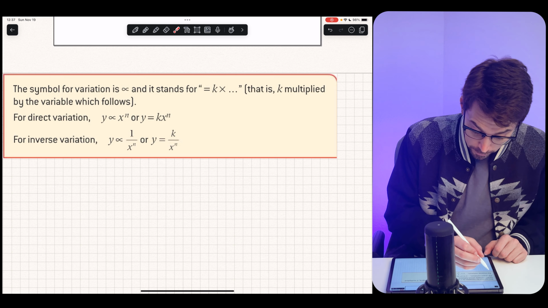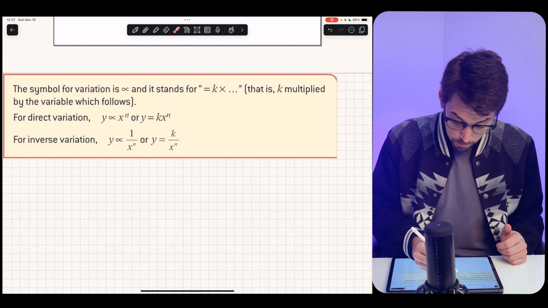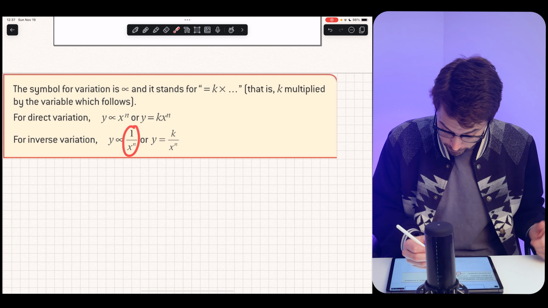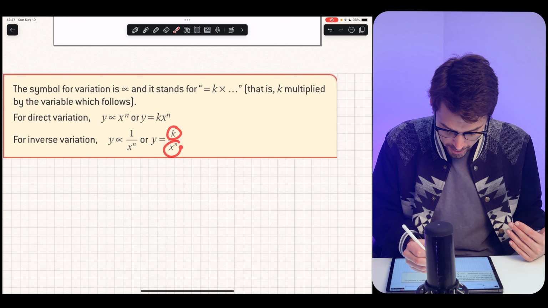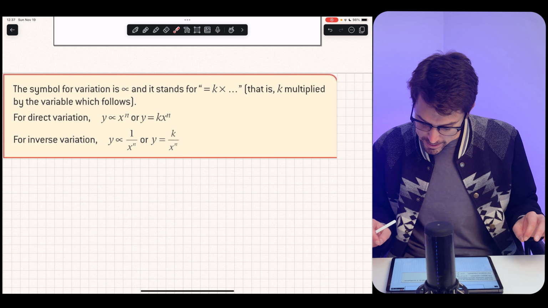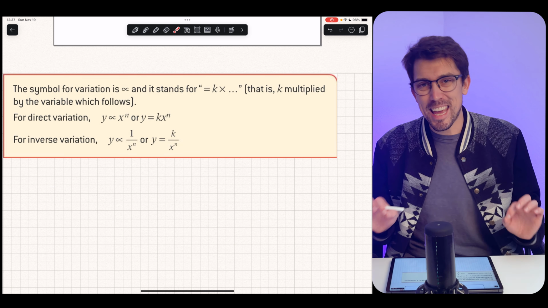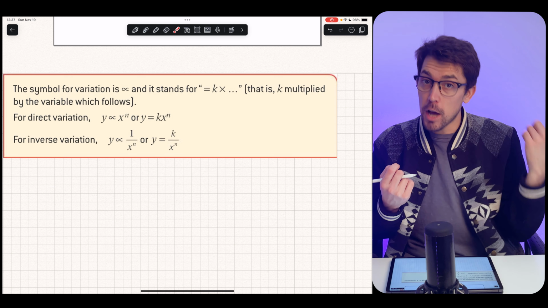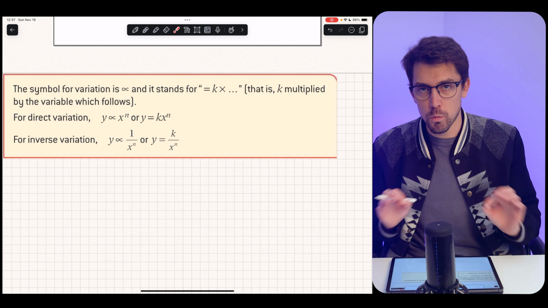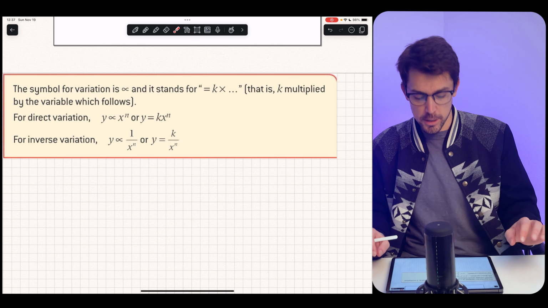On the opposite side, for inverse variation, we have 1 over x to the power of n, which basically means y is k over x to the power of n. Now these two variables are related inversely, meaning that as one goes up, the other goes down, and if one goes down, the other goes up. They're not directly proportional, they're inversely proportional.